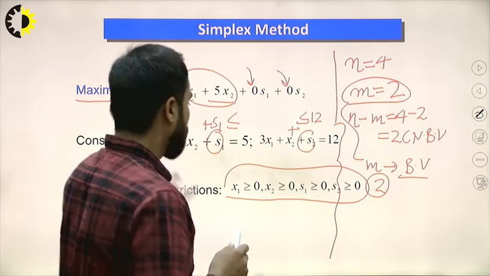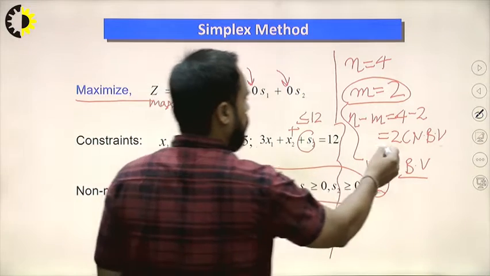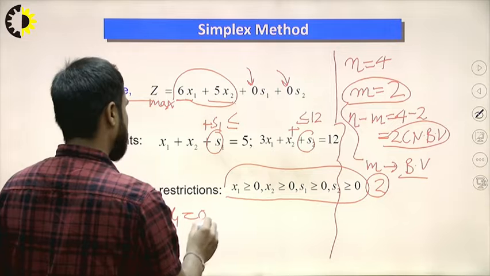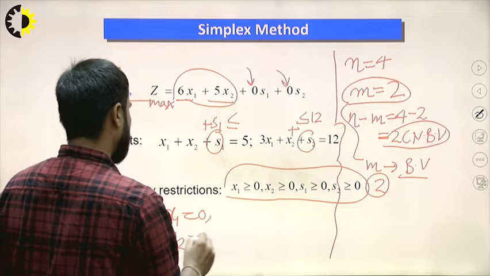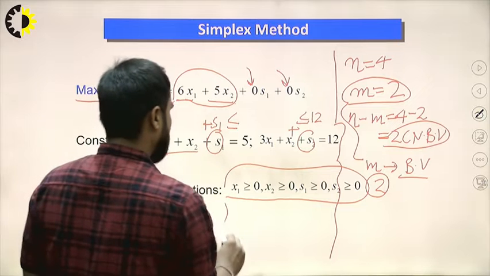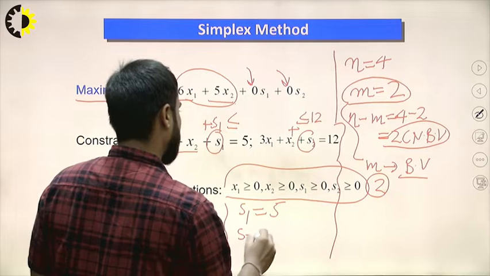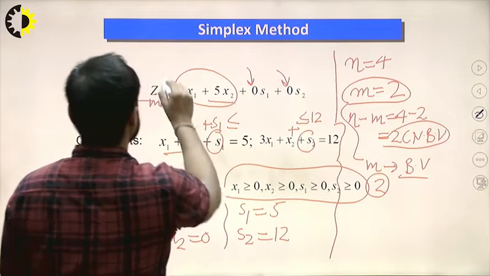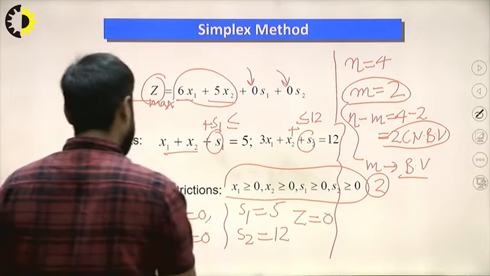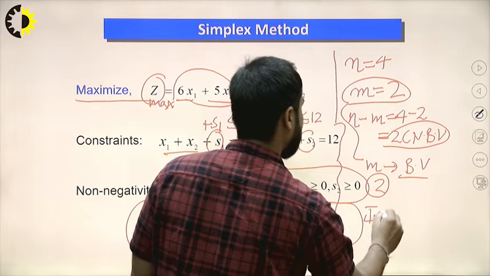To find the initial basic feasible solution, we have to keep the non-basic variables at 0. I am assuming x1 is equal to 0 and x2 is equal to 0. If I put x1 and x2 equal to 0, the solution of the problem becomes s1 equal to 5, s2 equal to 12, and the value of z becomes 0. That is the initial basic feasible solution.